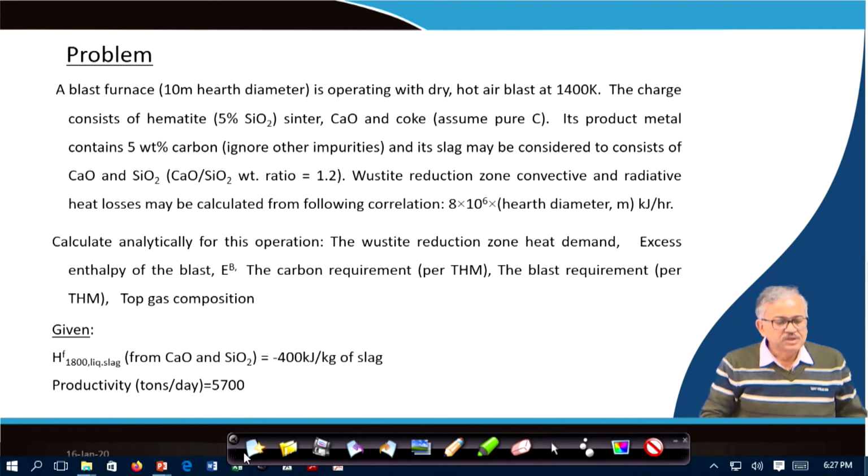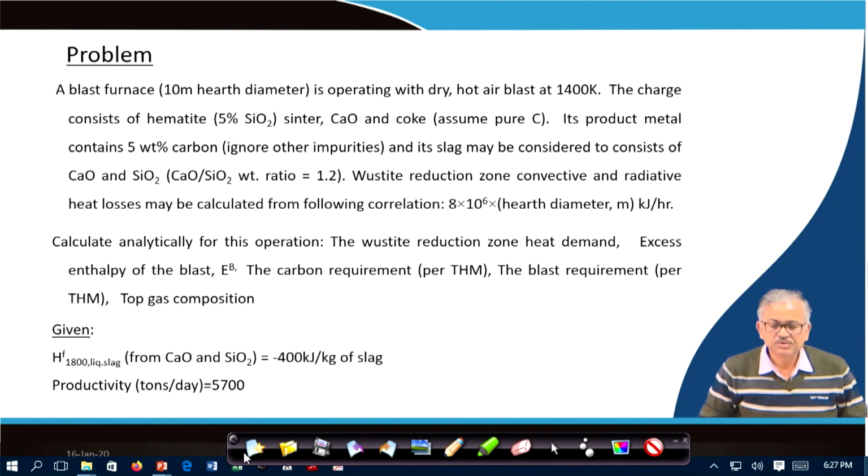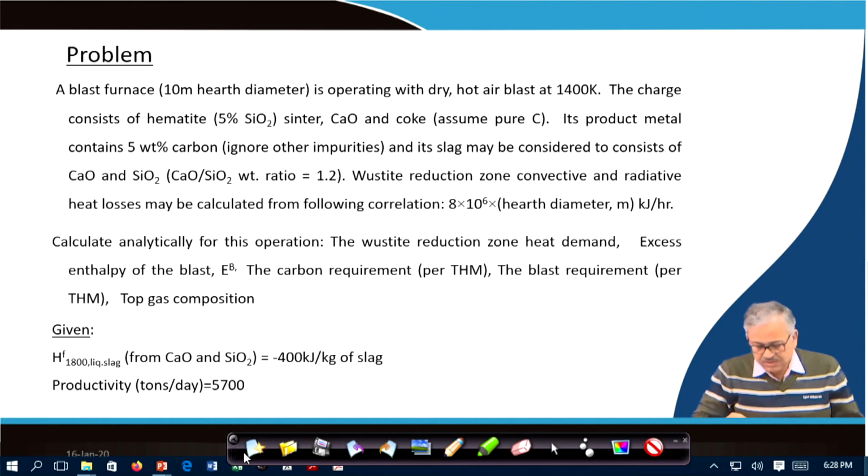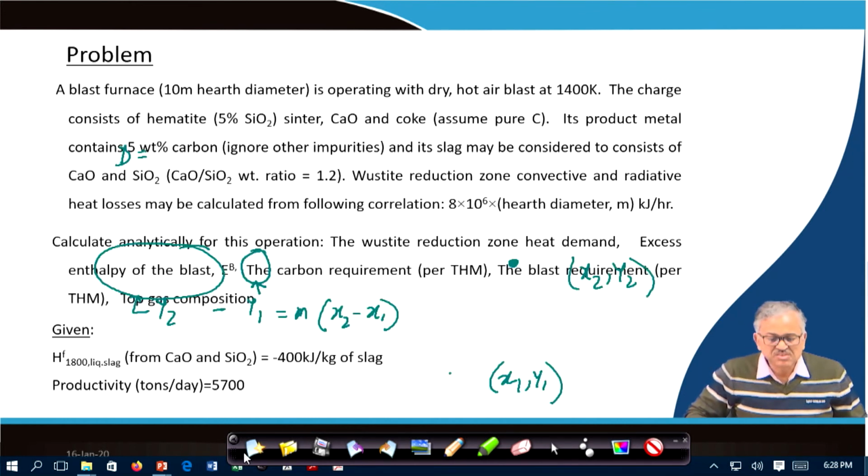Now, some problem. A blast furnace is operating with dry hot air blast at 1400 Kelvin. The charge consists of hematite, sinter, CaO, coke. Its product metal contains 5% carbon, and its slag may be considered to consist of CaO and SiO2. All these things are given basically, so you have to calculate from there. This problem we have solved.